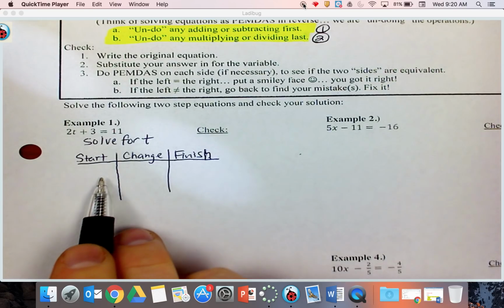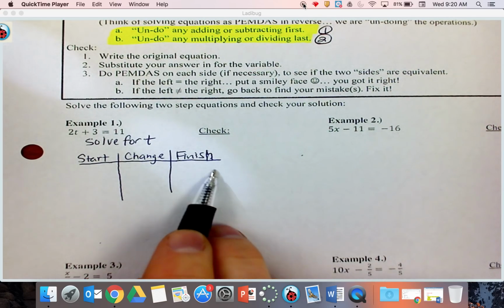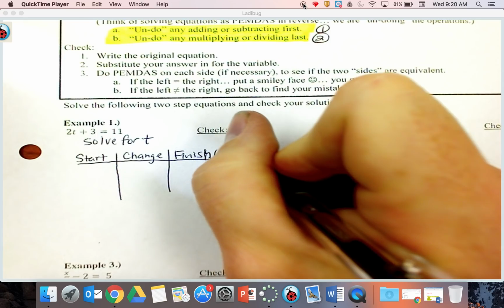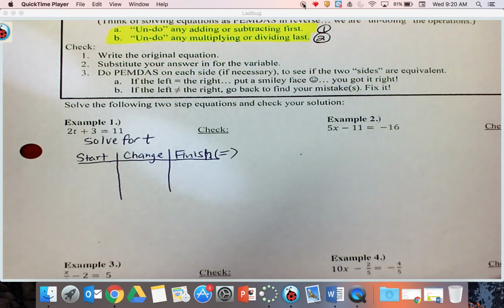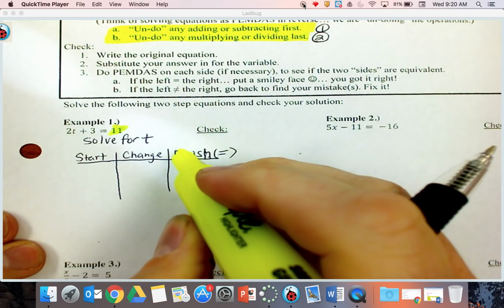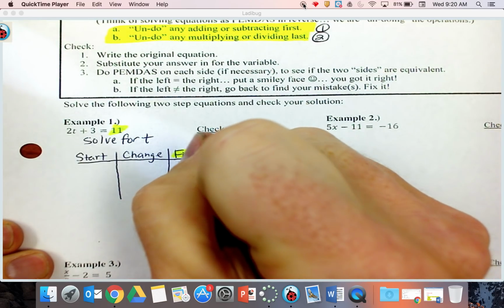And everything that we do, we're going to move to the finish side. The finish side is what we use to put into our calculator. Now the finish side is what the equation equals. So if you look here, the equation is equaling an 11. So that's why the 11 goes into the finish.